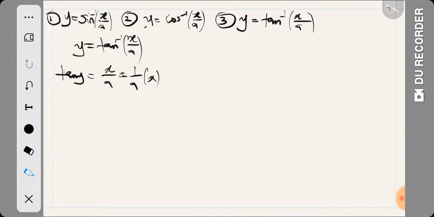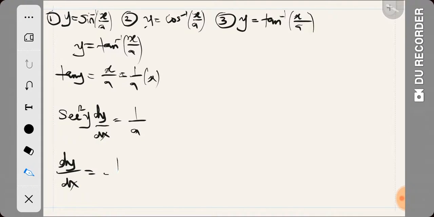Then you have to differentiate both sides of the equation. So if you differentiate tan y, you have sec squared y times dy over dx, equal to, differentiate x, you just have 1, then 1 times 1 over a, we have 1 over a. So we have to make dy over dx the subject of the formula. So we have dy over dx equal to 1 over a times sec squared y. Let's clean that up.